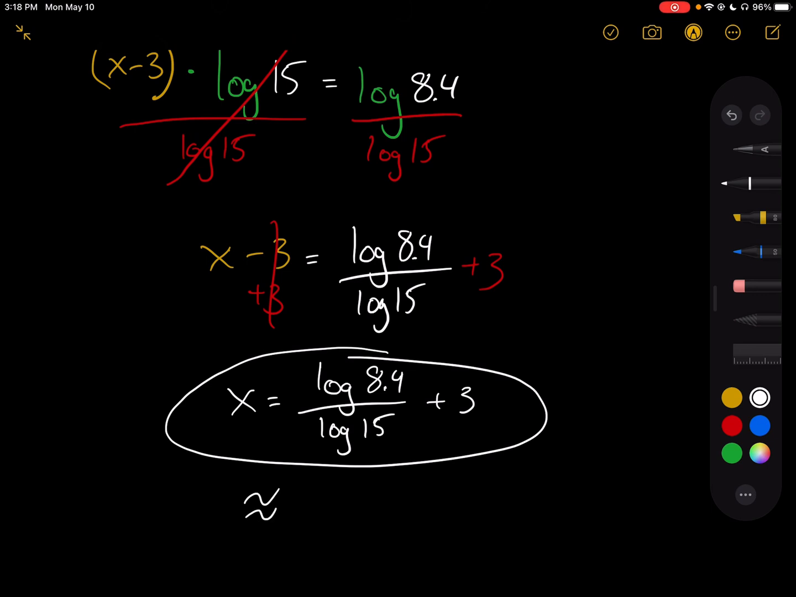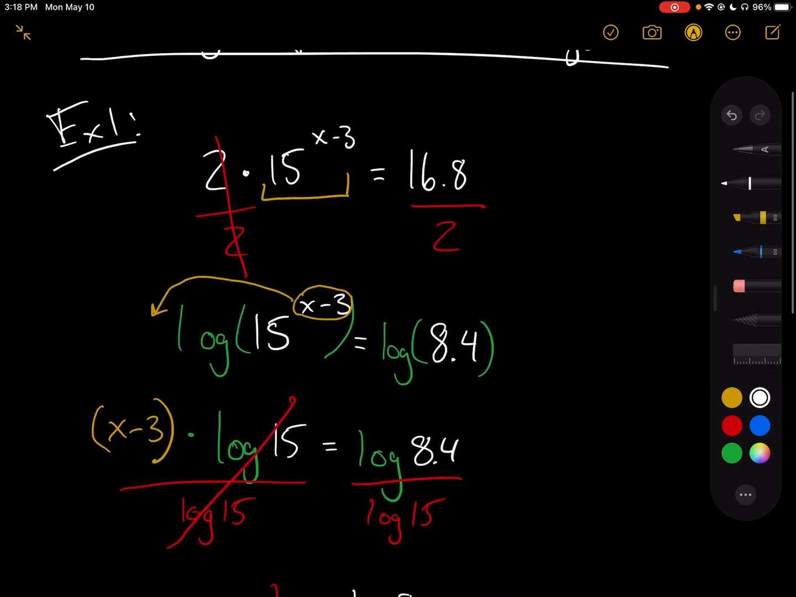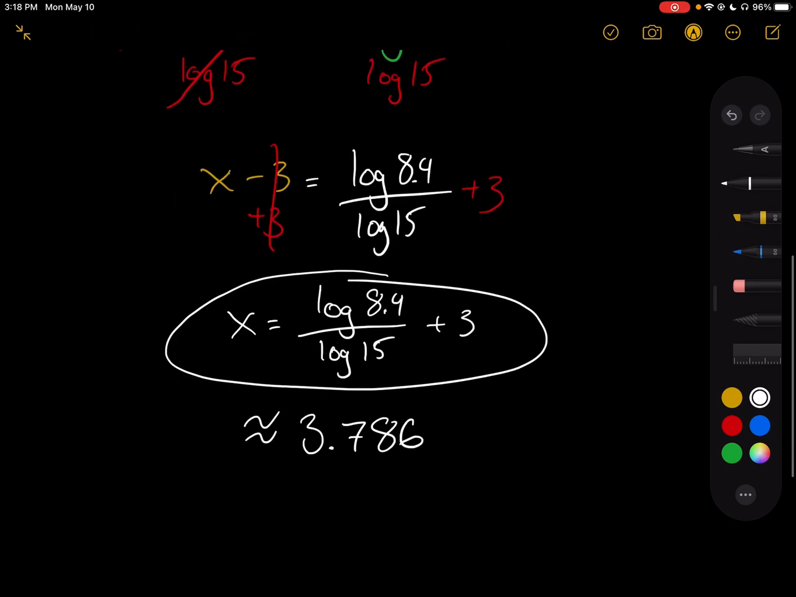into a calculator, so I'll plug it in so you can get an idea of what the value of that is, and it'll be about 3.786. And so if I plug in 3.786 to my original equation, it should be approximately equal. Now, there's obviously more decimals going on, but we chop it off there. So ultimately, if you don't have a graphing calculator, you should be leaving your answer here.